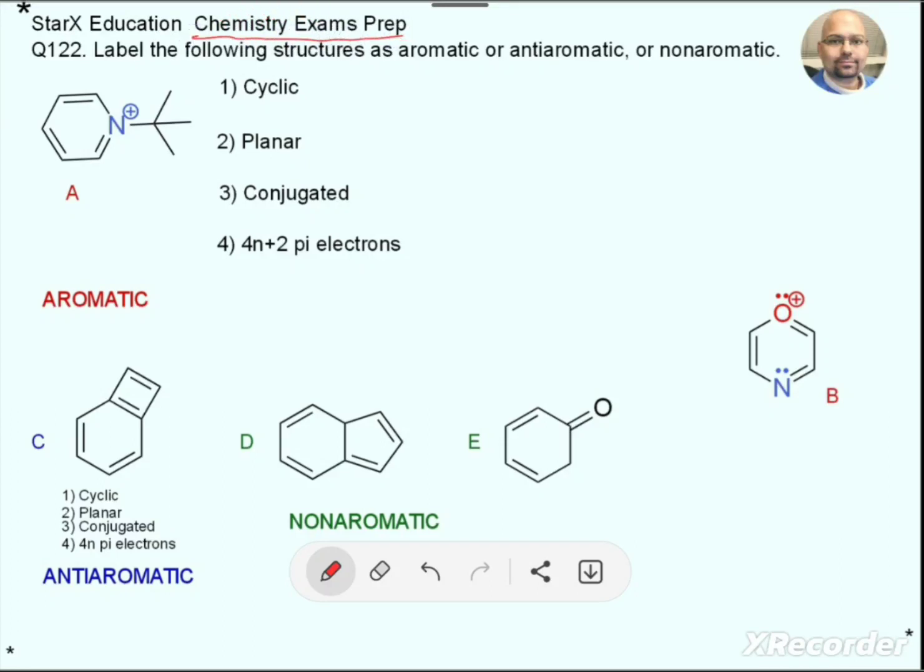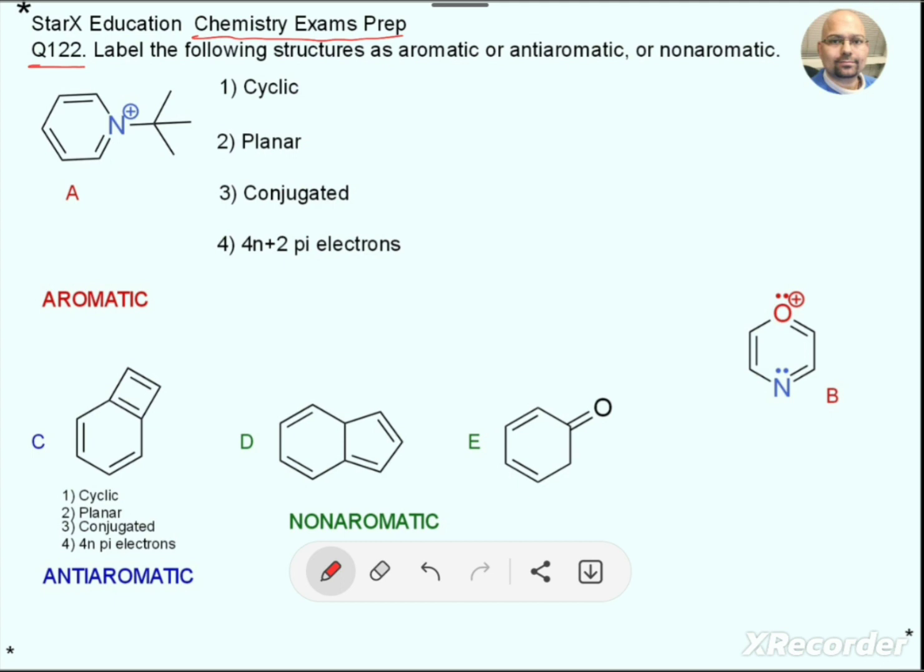This is Dr. Kulbhushan. This question is provided by Mr. Jorge Jimenez from New Mexico State University. He has provided three structures A, B, and C, and I have added two structures D and E to make the lesson more interesting.